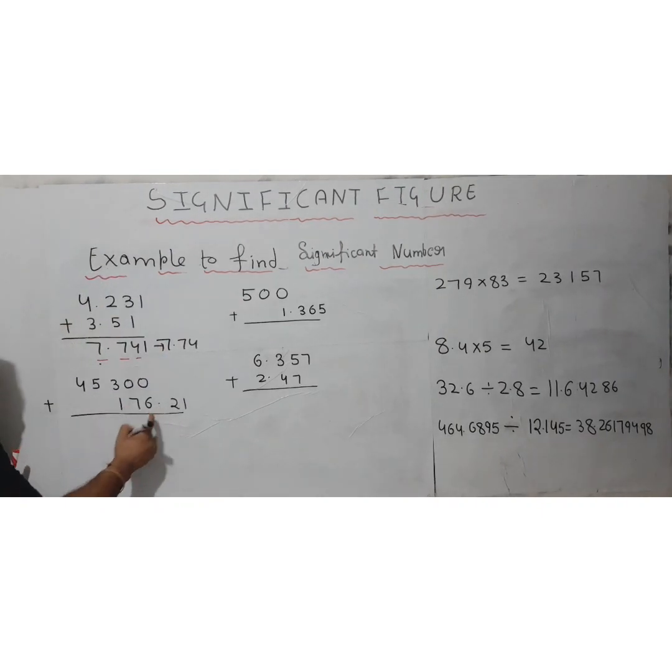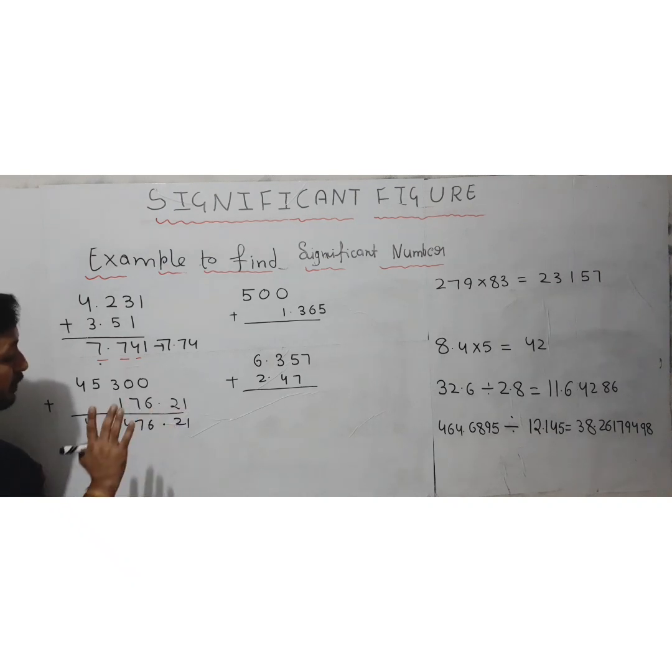This is the question: 45300 plus 176.21. If you write the answer, it comes to 45476.21 (approximately 45476). But for the minimum number of significant figures, in the first case it is only 3, because trailing zeros cannot be considered significant when there is no decimal. In the second case it is 5. So the minimum number of significant figures in this whole calculation is 3. So our answer should be in 3 significant figures.